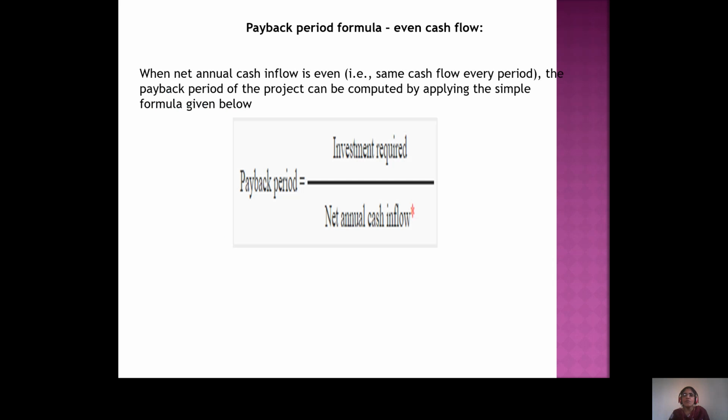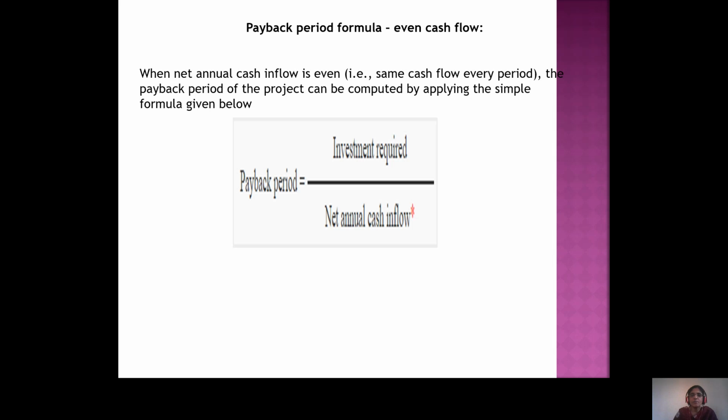Next, the payback period with even cash flow, that is, when the net annual cash inflow is even. If I take a 5-year period and the investment is 10,000, the inflow will be 2000 each year. Then it is called even cash flow: the same cash flow every period.